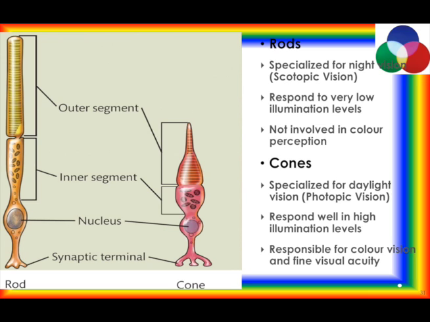The cones, on the other hand, are really specialized for daylight, and they respond very well in high illumination. So they're responsible for our color vision and our detailed visual acuity. They're all centered right in the center, right in the fovea.